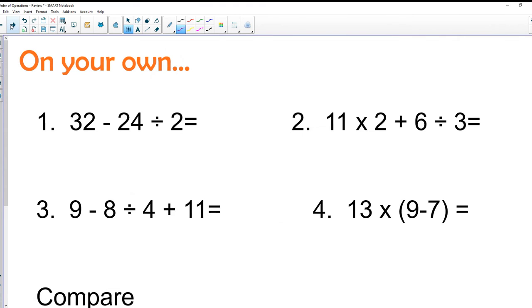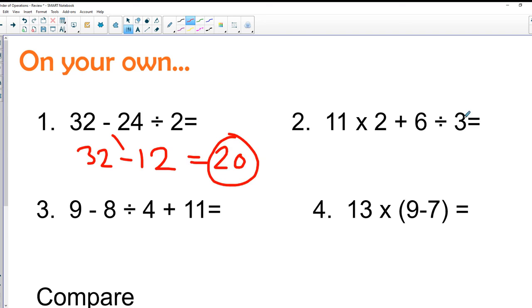All right. Let's try some on your own then. Let's get a few more problems going here. Let's pick out another color. Looks like we've got a subtraction and a division, so we're going to have to do this division first. So think of this as 24 divided by 2, which is 12. And then we're going to have 32 subtract 12. 32 subtract 12 is 20.